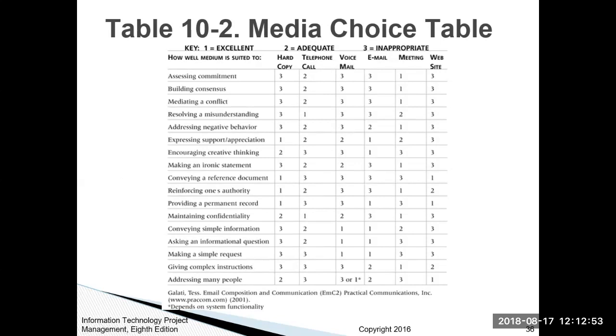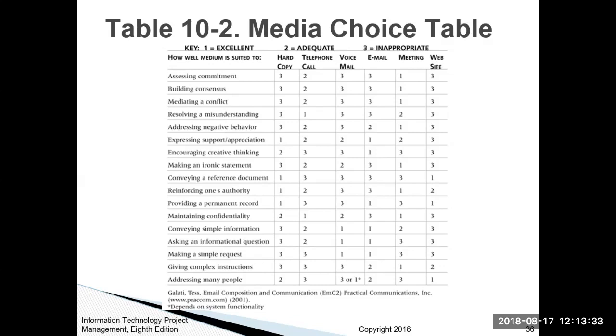But in the media column, the very first one, where we have assessing commitment in the first line, it tells you, using the number 3 key, that it's inappropriate to use a hard copy. Telephone calls are adequate, voicemail is inappropriate, emails are inappropriate, a meeting is appropriate, and a website is inappropriate. So when you're assessing commitment, when you look at this key, it's telling you that a meeting is the preferable method to assess the commitment to the project.